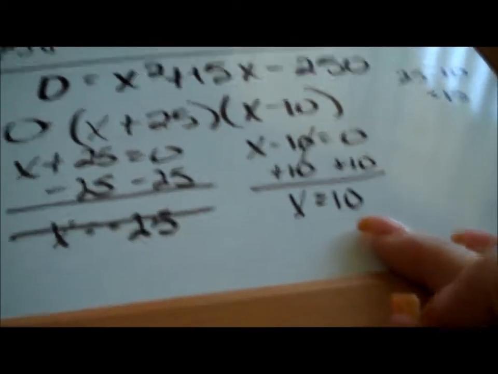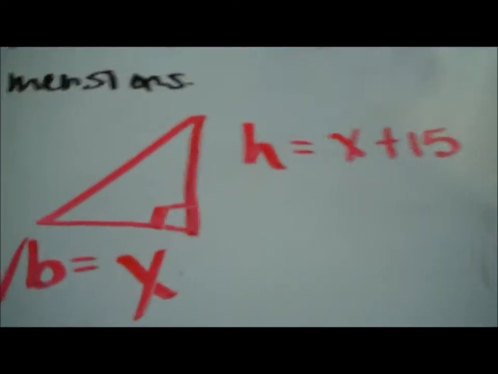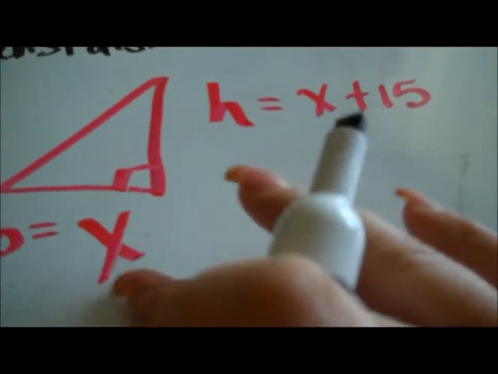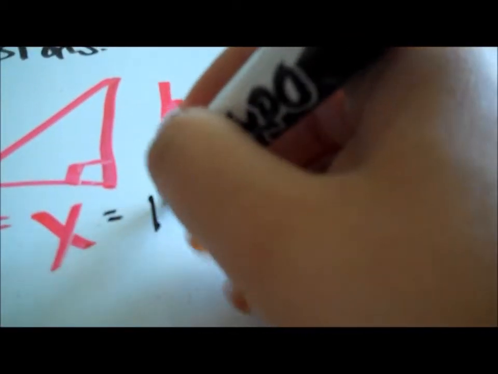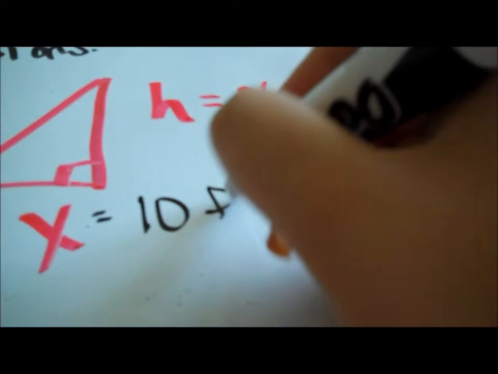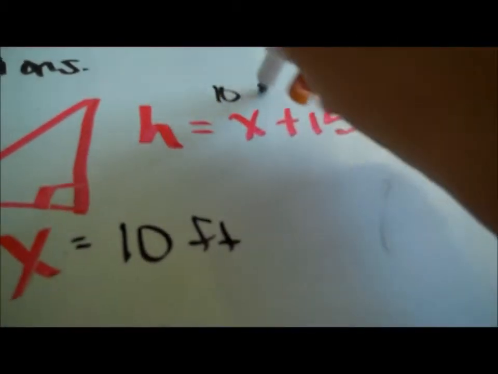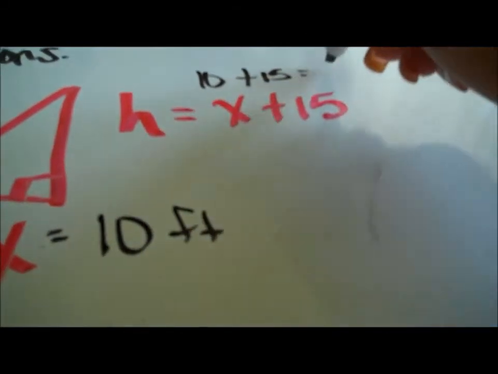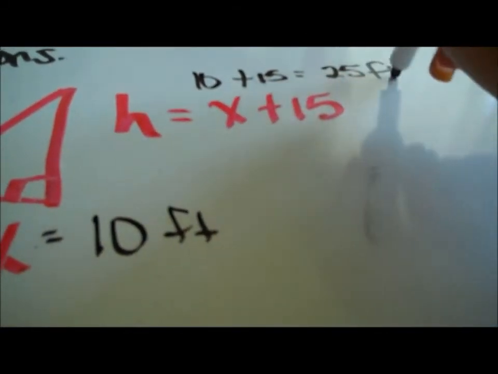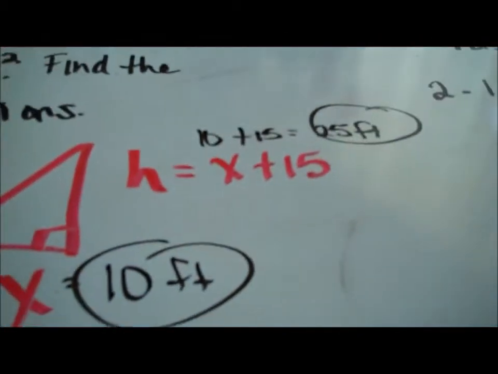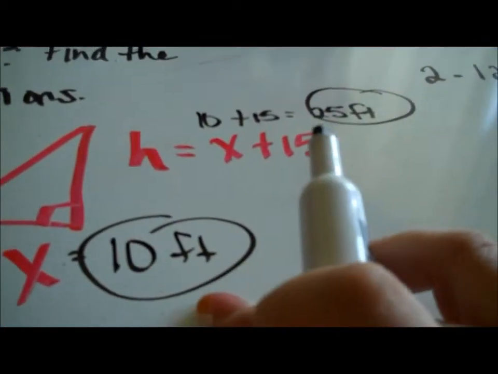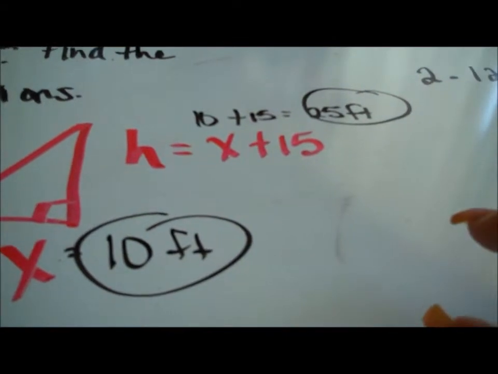You need to then come back over here to identifying your variables. If x is 10, then our base is 10 feet this time. And if x is 10, then we have 10 plus 15, which equals 25 feet. Okay, so we have our two dimensions, our base being 10 and our height being 25.